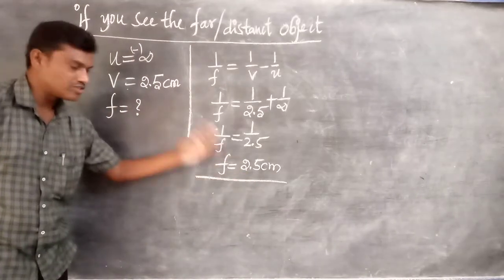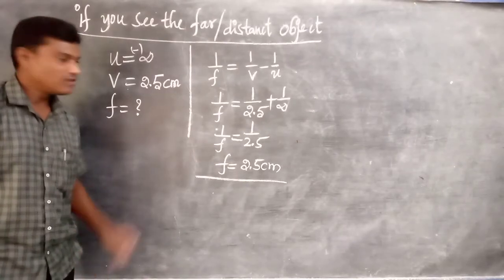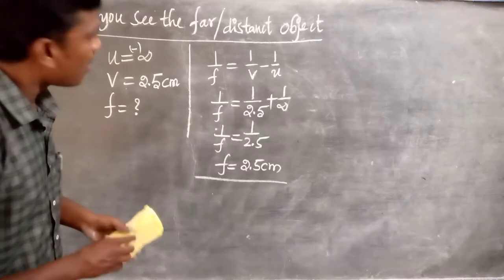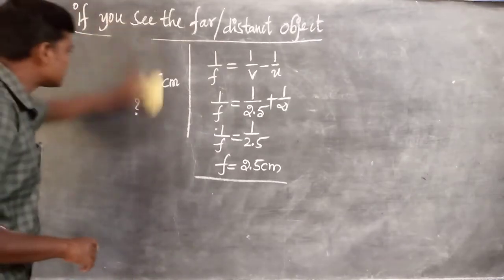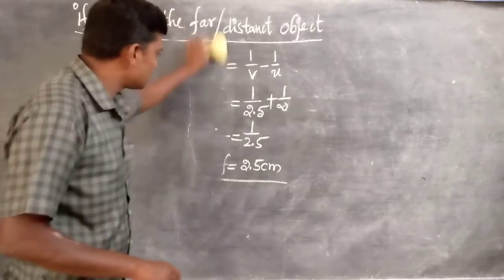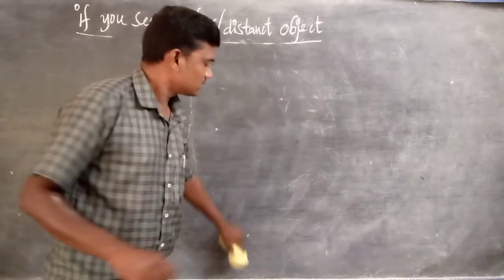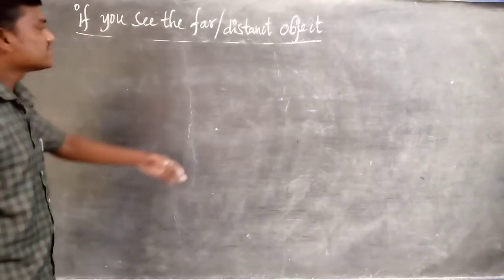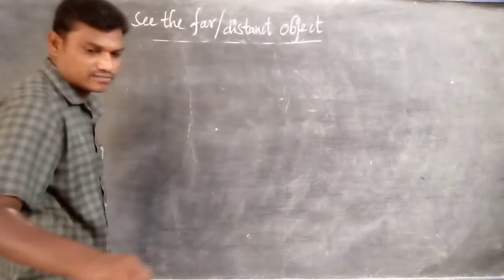So mathematically also I have proved the focal length of the lens is maximum when you can see the distant object. At that time our eye is in which position? Relaxed mode. But how does this focal length change? With the help of the ciliary muscles.